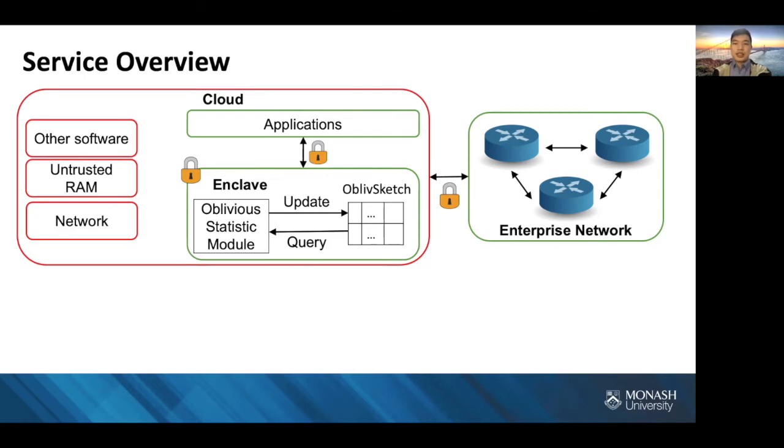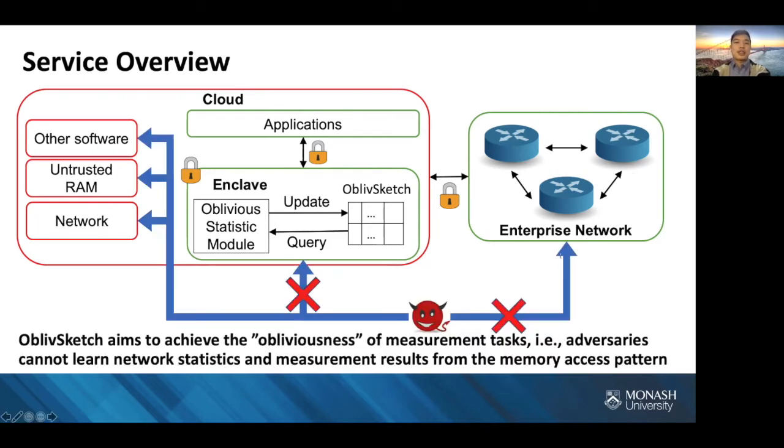In this service, we assume that the enterprise network is trusted, as it's protected by the strict policy set by the enterprise. And since the application is subscribed to by the enterprise, we also assume it is trusted. On the other hand, the adversary can control the entire software stack, including the operating system, the hardware except the CPU, as well as the network communication in the cloud server. In this scenario, OblivSketch aims to achieve the obliviousness of tasks, which means the adversary cannot learn network statistics and the measurement results from the memory access pattern.